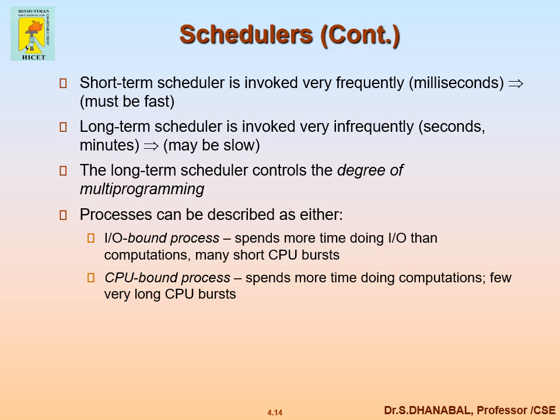A process can be described in two ways: input-output bound process and CPU bound process. In the input-output bound process, the process spends more time doing input-output than computation, so many short CPU bursts will occur. A CPU bound process spends more time doing computation, and very few long CPU bursts will occur here.